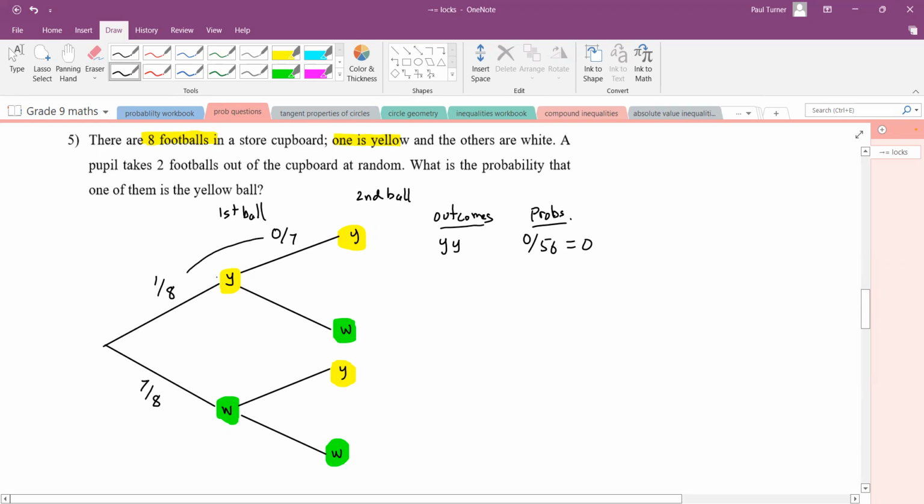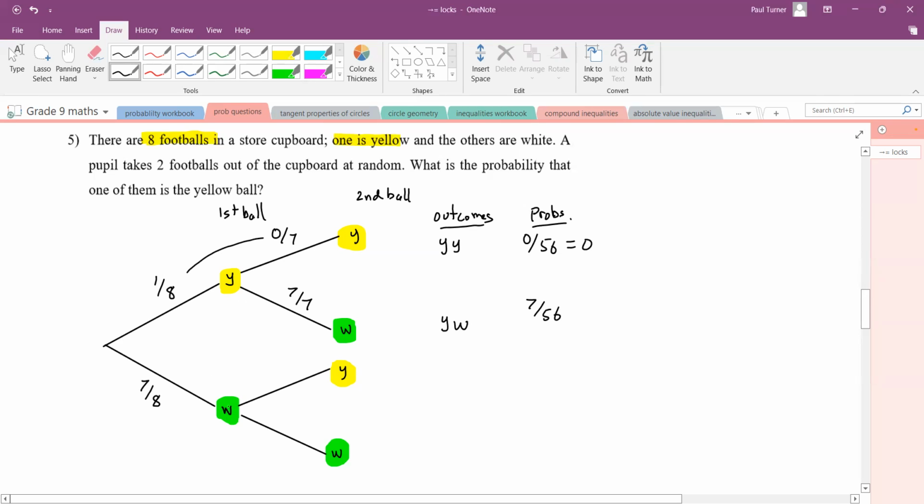Okay, so when you've taken out your yellow ball, you've got all white balls left. So there are 7 white balls out of 7, like that. So this would be yellow, white. So that's going to be 7 on 7 eighths of 56, like that.